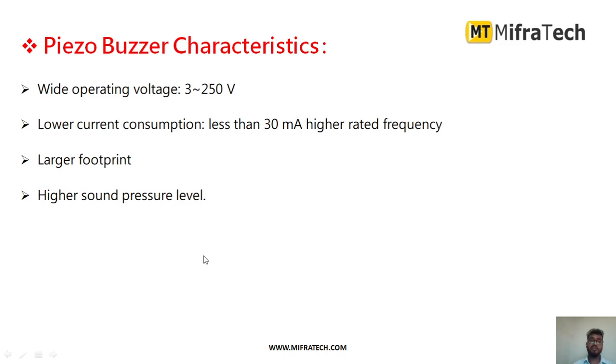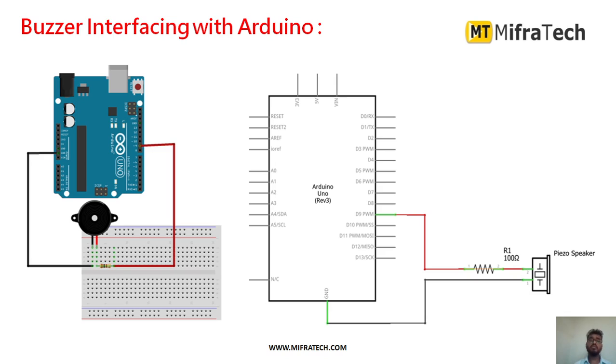So what are the characteristics of this piezo buzzer means? It has a wide operating range from 3 to 50 volts. It will consume very low current, like less than 30 milliamps only. It has a large footprint and a higher sound pressure level. Without any amplifier also it will produce a high quality sound. So next we see how to interface this buzzer with the Arduino.